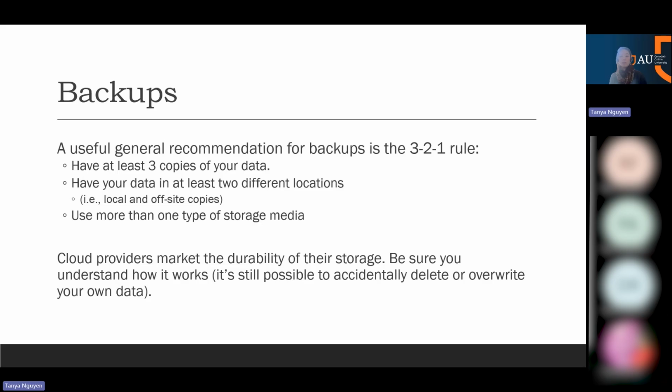If you're using an automated system, check that it's working properly. If you use computers provided by AU, they do backups. You also may want to check with IT what is being backed up. You also want to ensure that you understand how any cloud service you're using works. Some cloud services may keep distributed copies, but if you delete an item, it may delete all of them. So just something to be careful of.